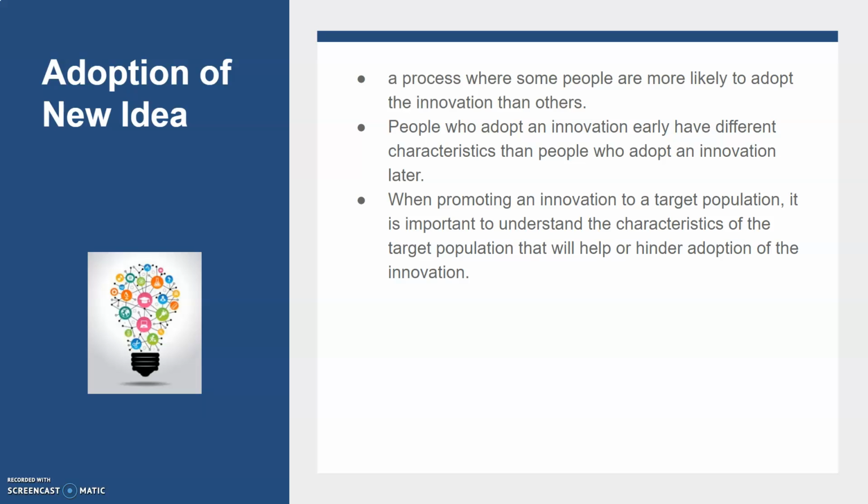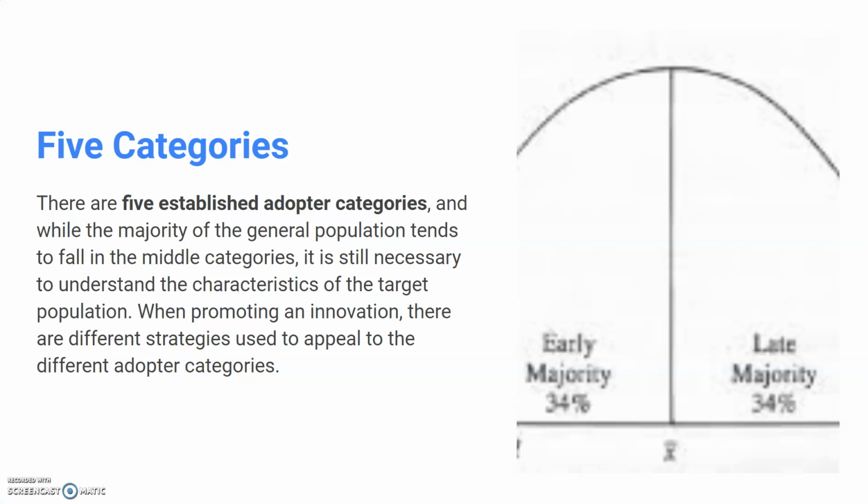So adoption of a new idea, it's a process where some people are more likely to adopt the innovation than others. People who adopt an innovation early have different characteristics than people who adopt an innovation later. When promoting an innovation to a target population, it's important to understand the characteristics of the target population that will help or hinder adoption of the innovation.